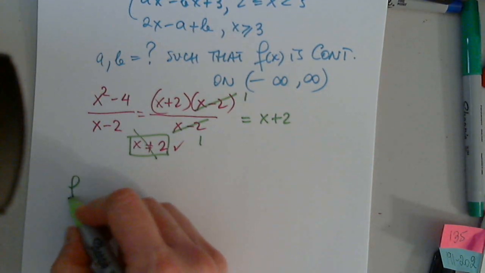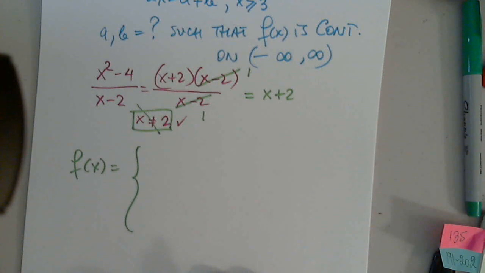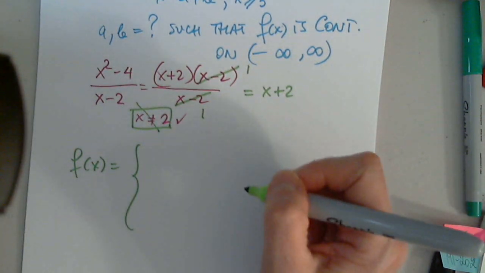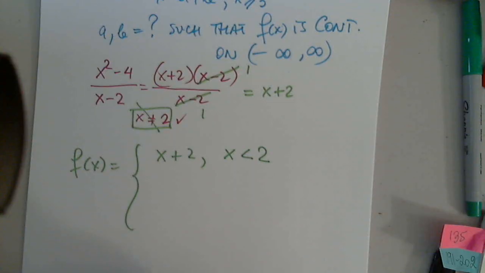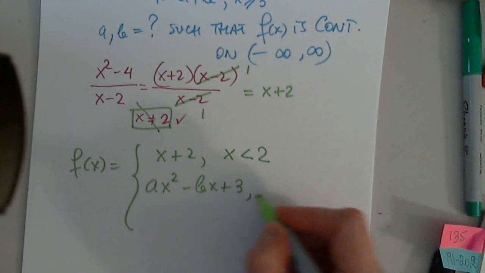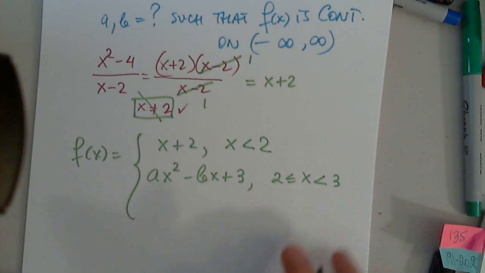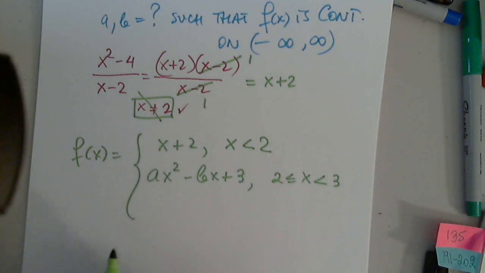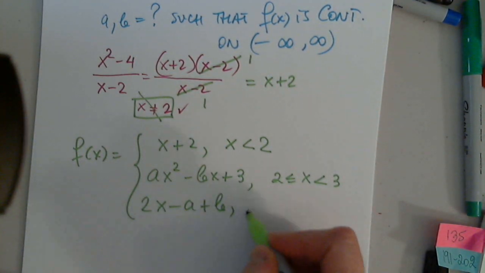So it's x plus 2 when x is less than 2. It's ax squared minus bx plus 3 for x between 2 and 3, 2 but not 3. And 2x minus a plus b for x greater than or equal to 3.